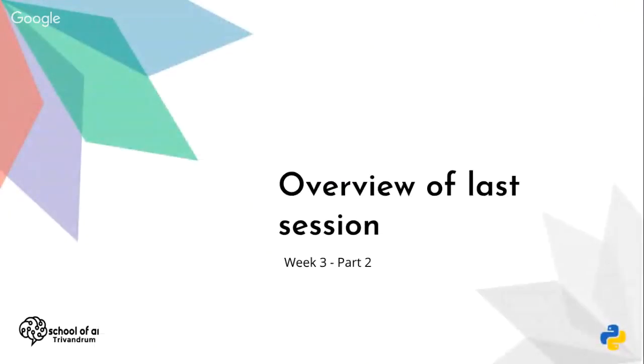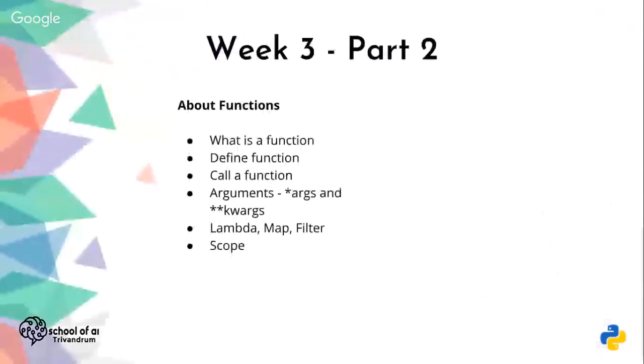Before we get started, let us look at what we have learned in our previous class. We have looked at function. Function is actually a part of a code that can be invoked from another part of a code. We have also looked at how to define a function, how to call a function. Then we went ahead and looked at star arguments and star star keyword arguments. We have also looked at lambda, map, and filter functions. And we ended the previous class with looking at different scopes within Python. So this is what we have learned in our previous class.